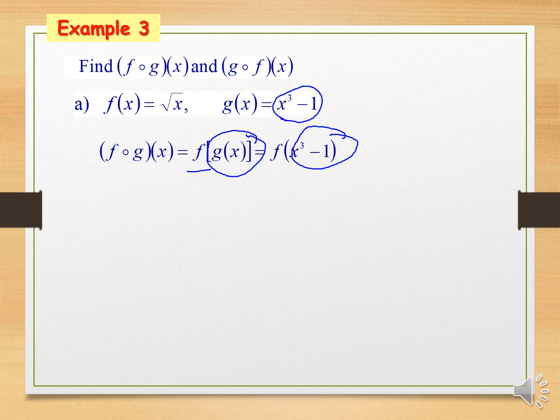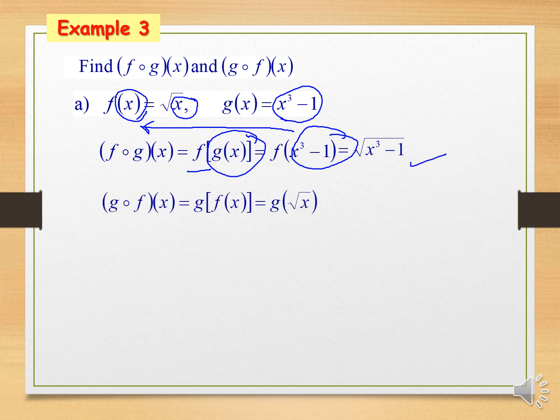Look at here. f(x) equals square root of x. Now, the input changed to x cubed minus 1. Therefore, this equals square root of x cubed minus 1.